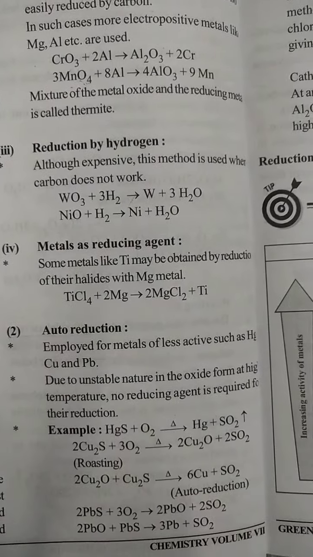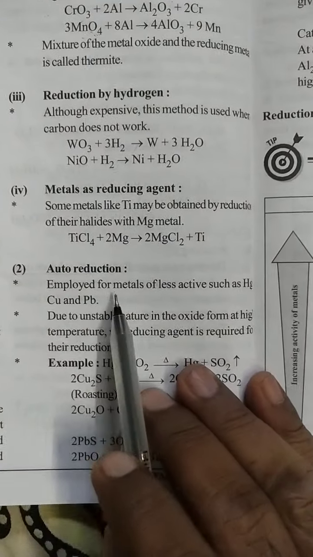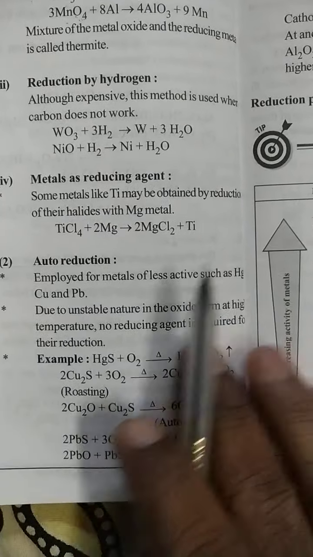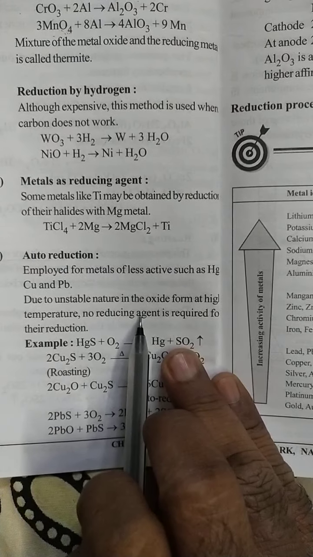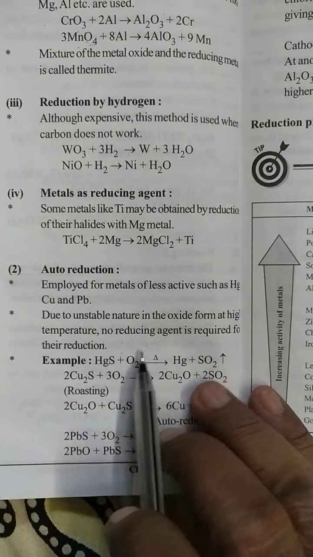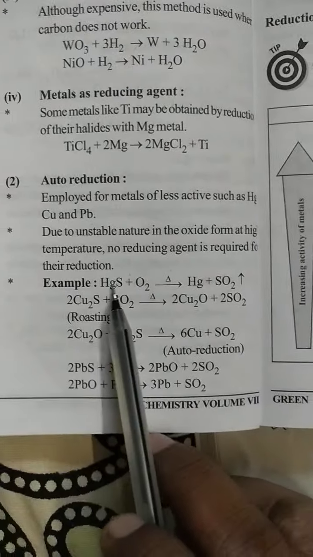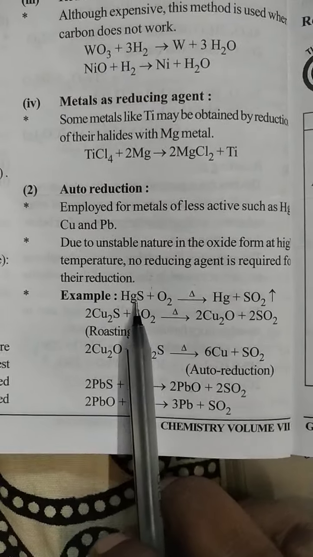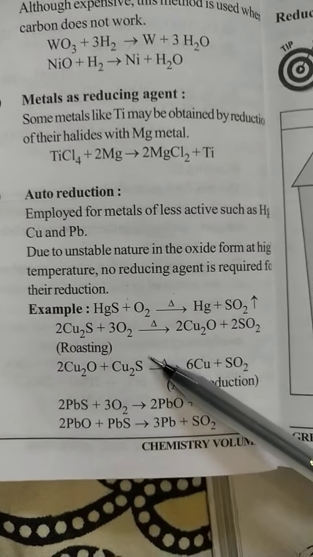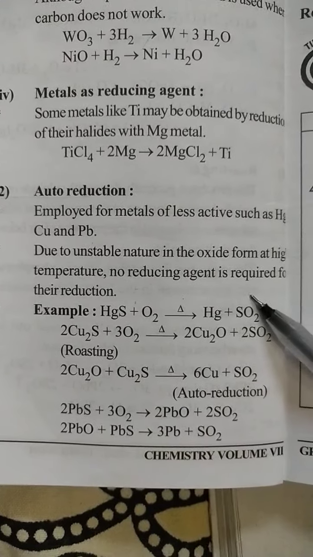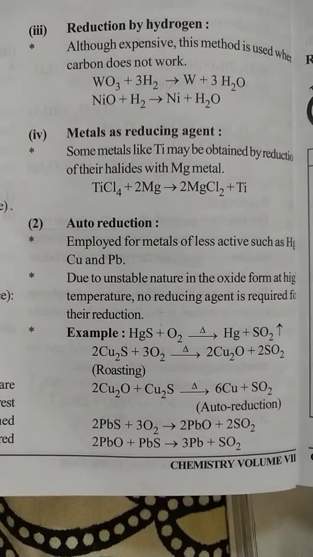It's clear? Auto reduction is the method employed for less active metals such as mercury, copper and lead. Due to the unstable nature of their oxides at high temperature, no reducing agents are required for their reduction. Here sulfur is there, oxygen is added, and sulfur is eliminated. So these are reduced automatically with the help of oxygen. Sulfur present in a compound as an impurity is removed using oxygen. Clear, my dear student? This is called the auto reduction method.